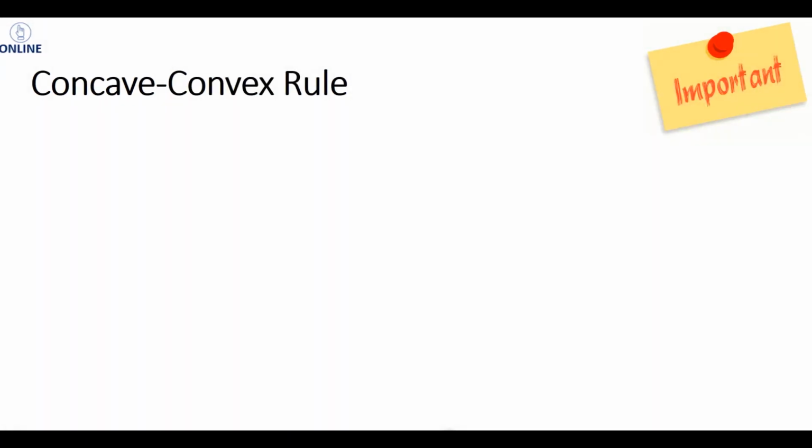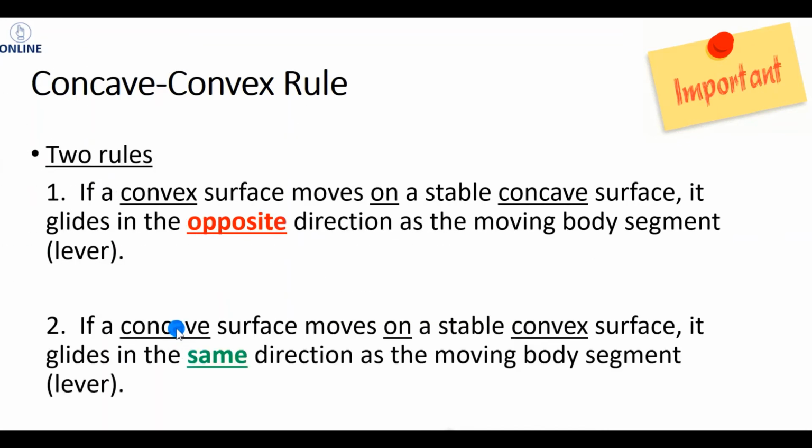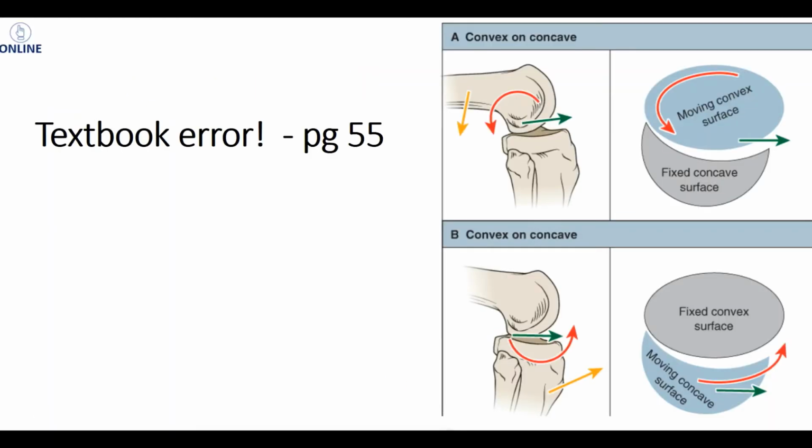So here's the basic rule. It really comes in two variations. If a convex surface moves on a concave surface, it glides in the opposite direction. Whereas if a concave surface, like the tibia, moves on a convex surface, like the femur, it glides in the same direction. There's certainly a quick video that you can watch about this, and this was posted in Canvas if you want to check out that video.